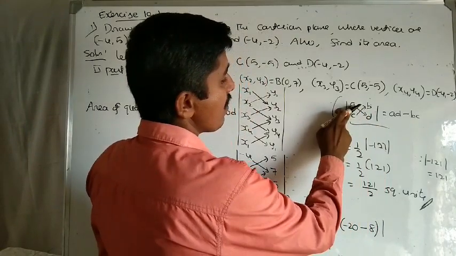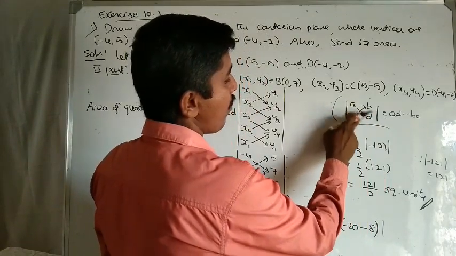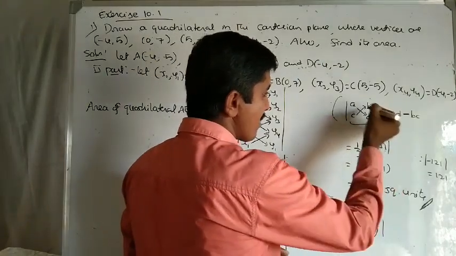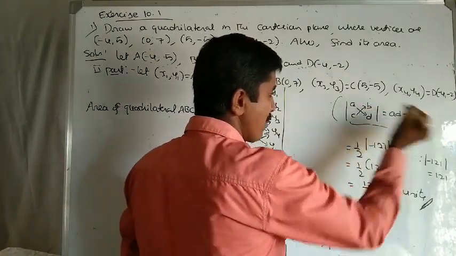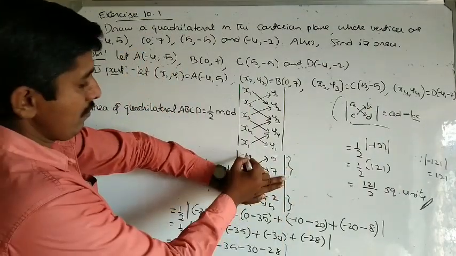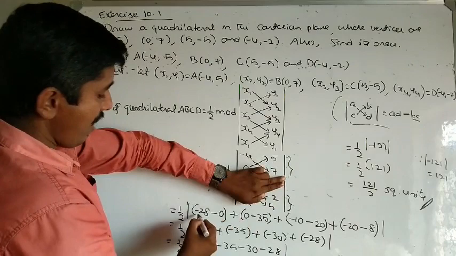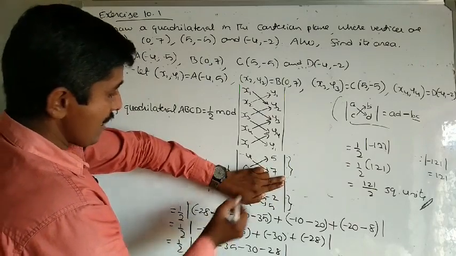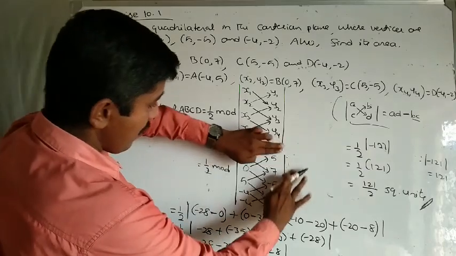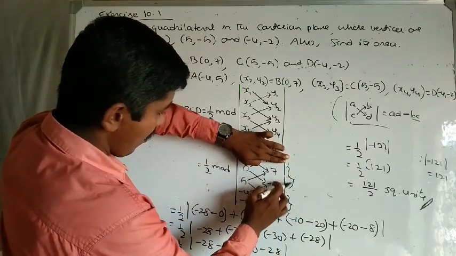Understand this? From left top to right bottom, the product of A into D is A into D minus B into C, B into C like that. Here, first one: minus 4 into 7 is minus 28, minus 5 into 0 is 0. Plus. Now take the second and third rows.